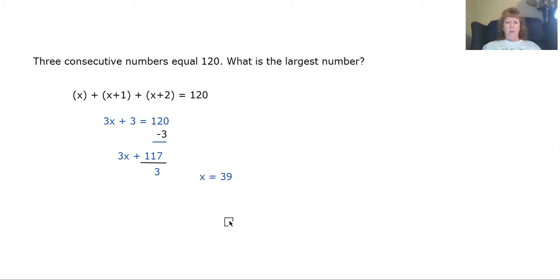Is that the answer to our problem? X is equal to 39, but they want to know what is the largest number. The largest number is x plus 2. So if we have the amount of x plus 2 more, the answer to the problem will be 41. So make sure you pay special attention to what the question asks to see if when you get x, you're finished with the problem.